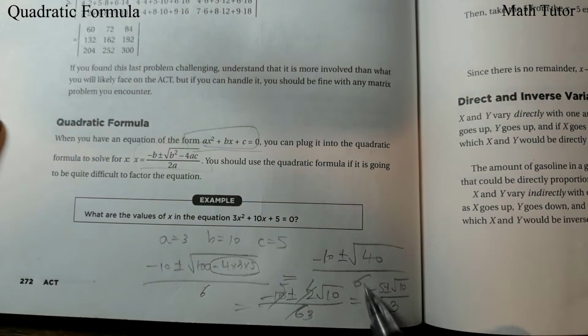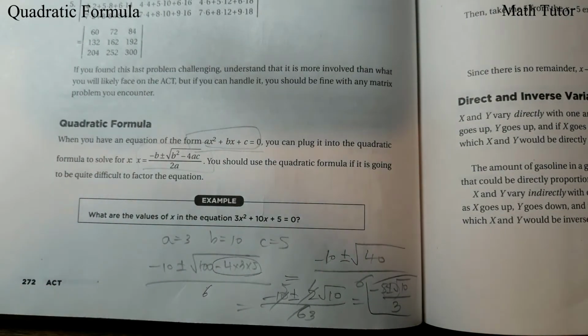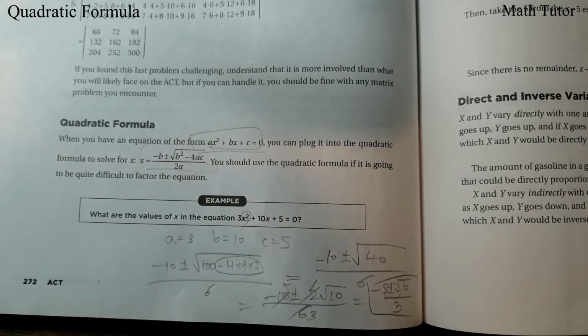So this is basically the x value. So there's 2 because it is plus and minus. And also because it is a quadratic function. And this only works in a quadratic function, and that's the reason why it is called the quadratic formula. And this is the end of the class.